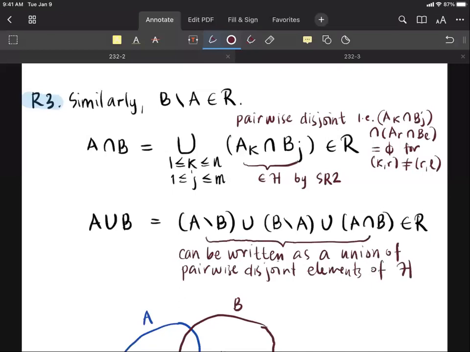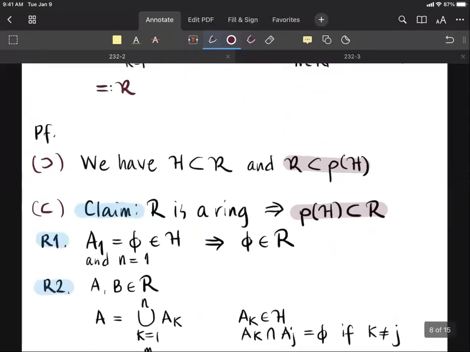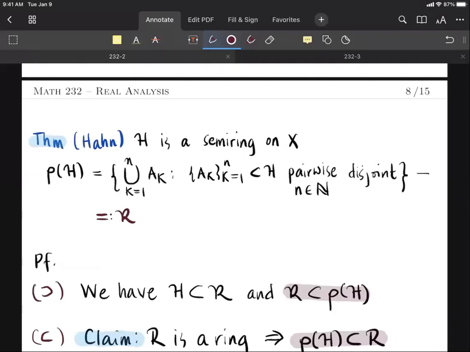If you go back with the definition of R, in the statement of the theorem, this means that R here is the collection of all pairwise disjoint unions of elements in the semi-ring H. Therefore, R is a semi-ring that contains H. Hence, this proves our claim, and therefore we have this inclusion. And as we said, when combined to this inclusion here, we therefore conclude that R is equal to the ring generated by H.